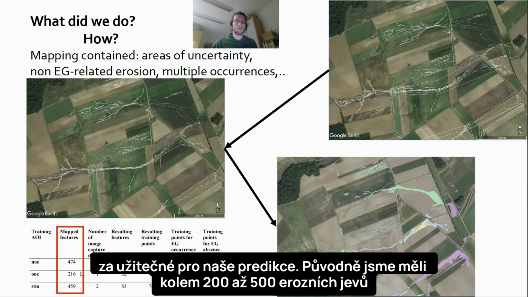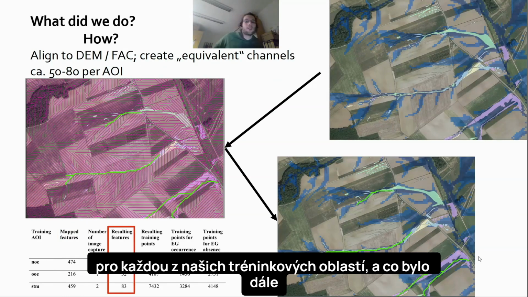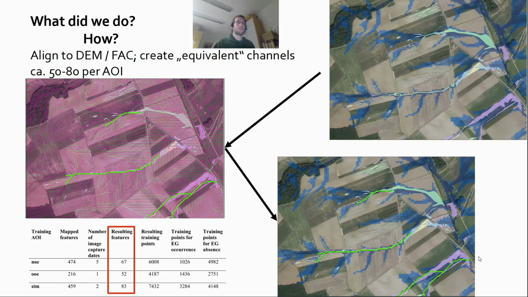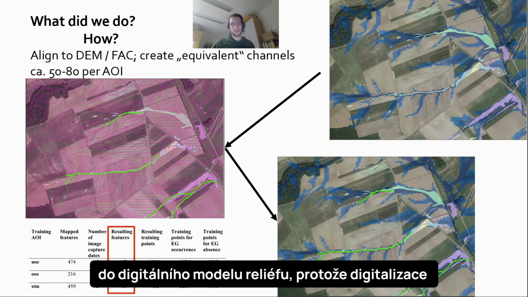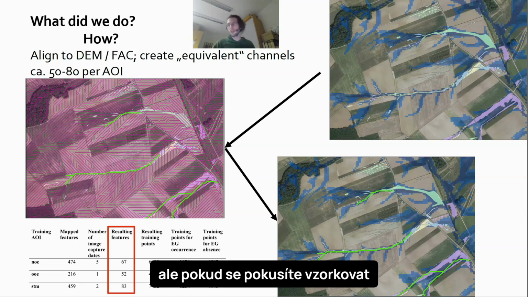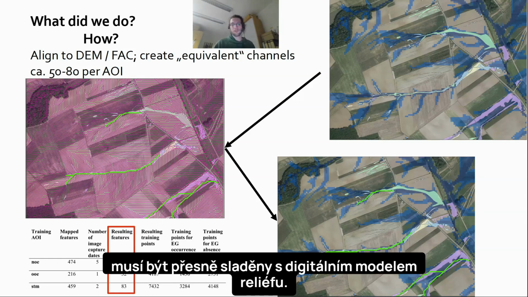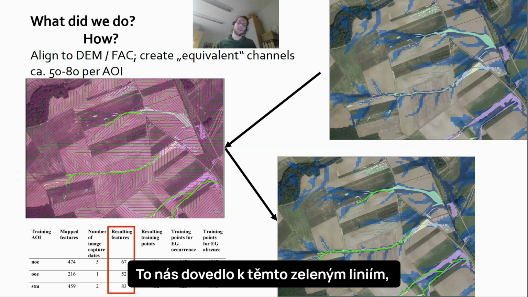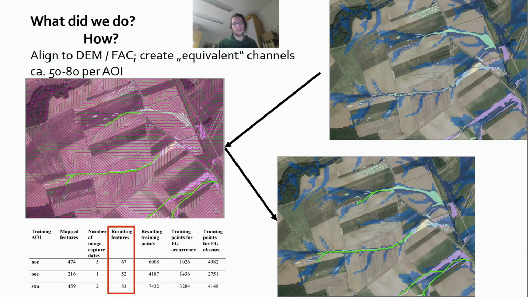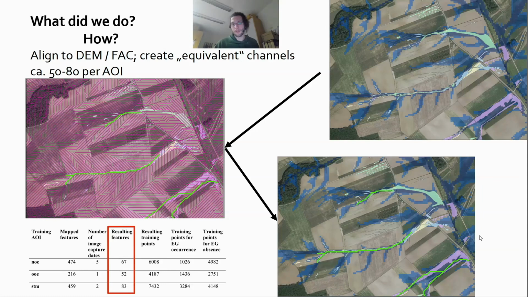We had around 200 to 500 features for each of our training areas initially. And what was also necessary for the modeling procedure was to align these features to the digital elevation model, because the digitizing took place without knowledge of the digital elevation model. But if you try to sample raster values, they just have to be spot on aligned with the digital elevation model. And this led to these green polylines, which we called equivalent channels here. And we had about 50 to 80 of them in each of our training areas.